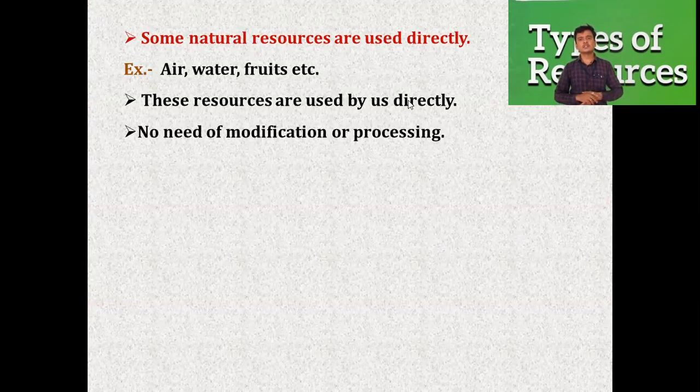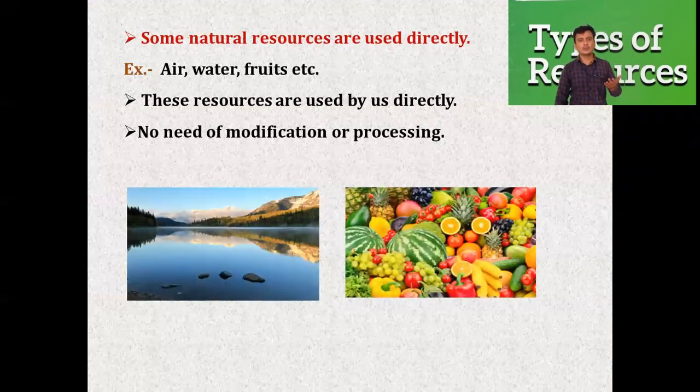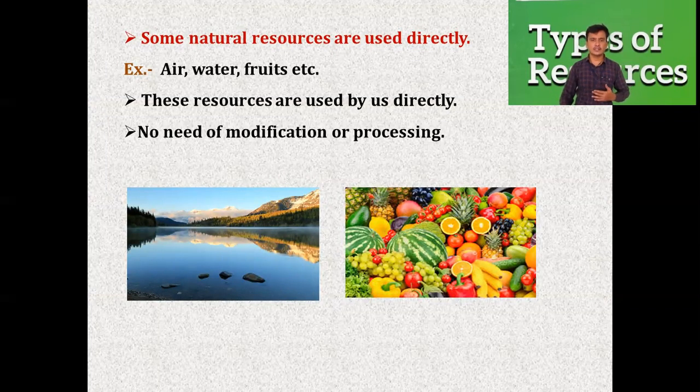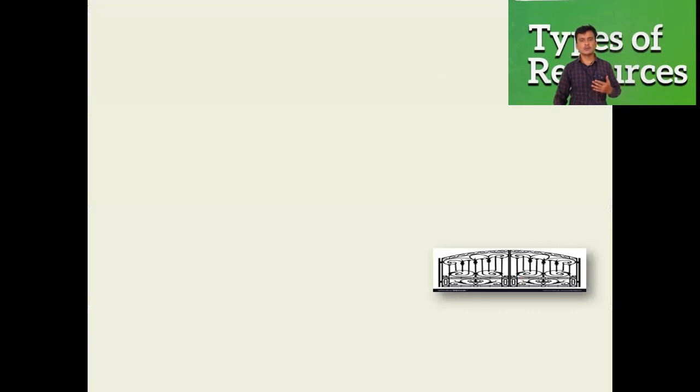Okay, see here, some natural resources are used directly, like air, water, foods. For that there is no need for any modification or processing. So these are used directly, like water, air, foods. We use them directly, with no need of modification.